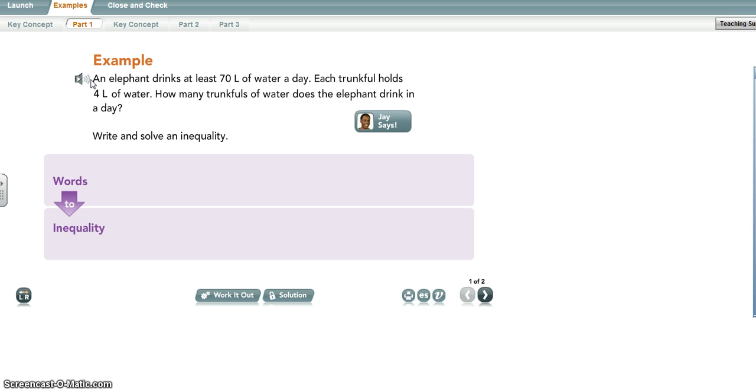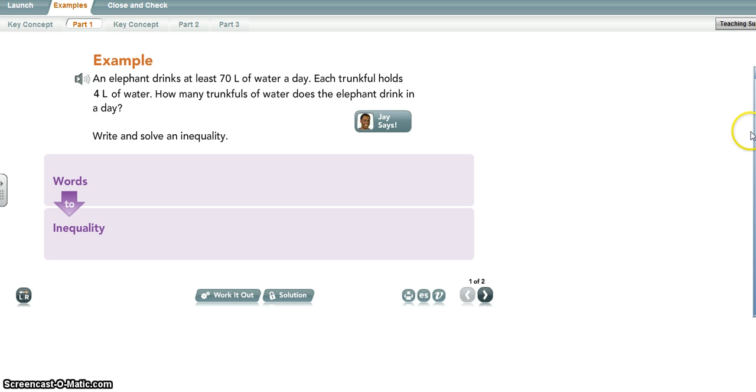Okay, let's try an example. An elephant drinks at least 70 liters of water a day. Each trunkful holds 4 liters of water. How many trunkfuls of water does the elephant drink in a day? Write and solve an inequality.